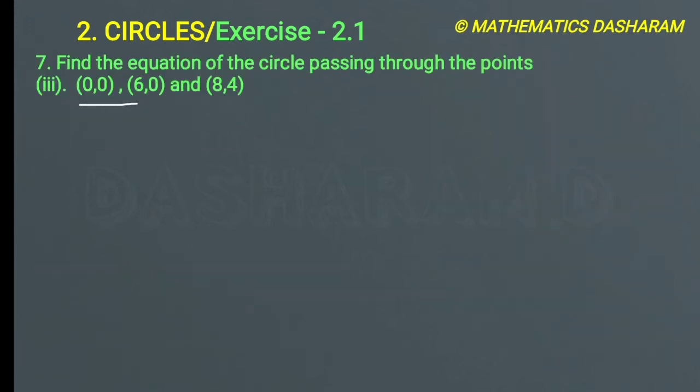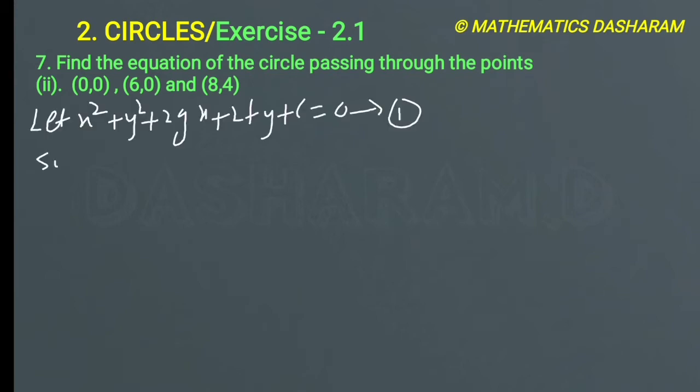Next, the third question: (0, 0), (6, 0) and (8, 4). The previous question was actually the first bit B problem, so now it is the second question: (0, 0), (6, 0) and (8, 4). So substitute the first point, that is x = 0, next y = 0.